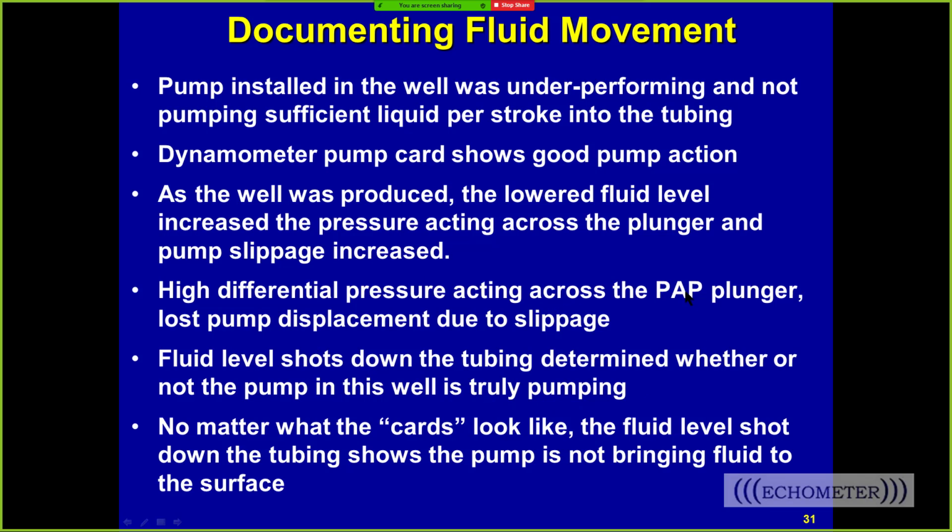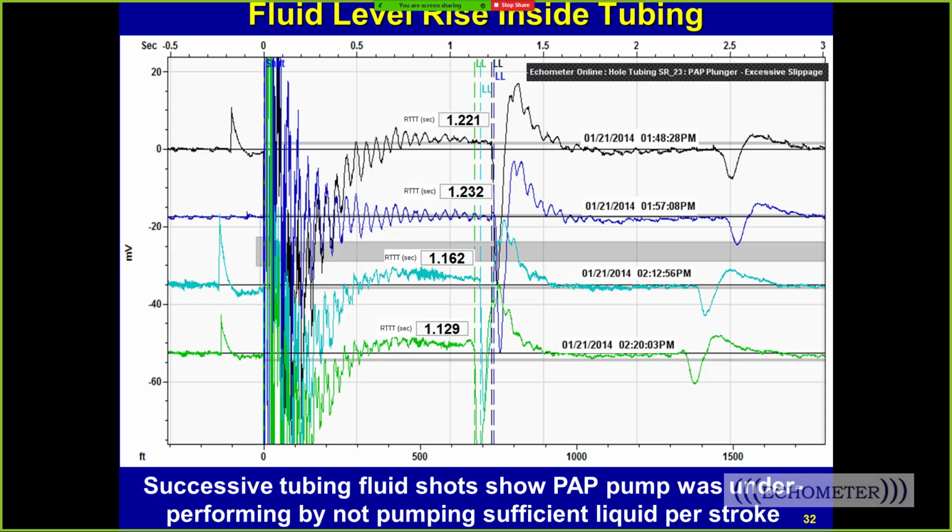And so this is an example where John went to a well where the pump card looked like it was pumping, but it wasn't pumping. And so he shot fluid levels down the tubing, and these are fluid level shots at 148, 157, 212, and 220. And the fluid level hardly changed at all. It maybe only came up like 1 foot per minute, not very much. It came up a little bit.